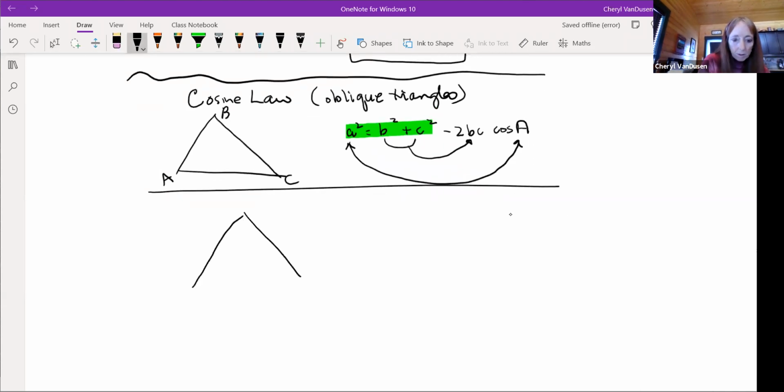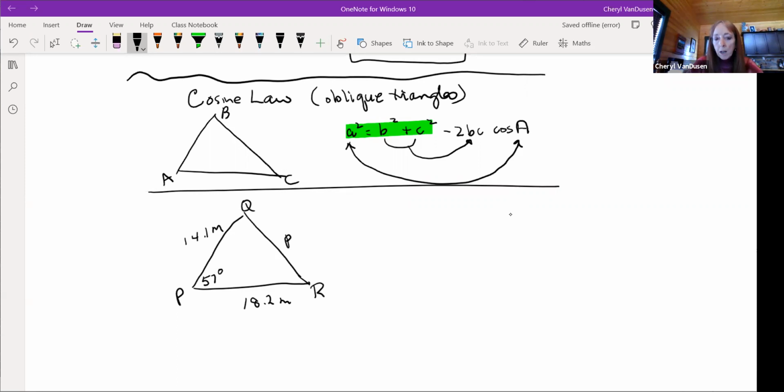Okay, so we'll keep it exciting, PQR. And we're going to try to find, I don't know, side P. Okay, so I'm going to give this as 57 degrees. And I'm going to tell you that this is 14.1 meters. And this is 18.2 meters.